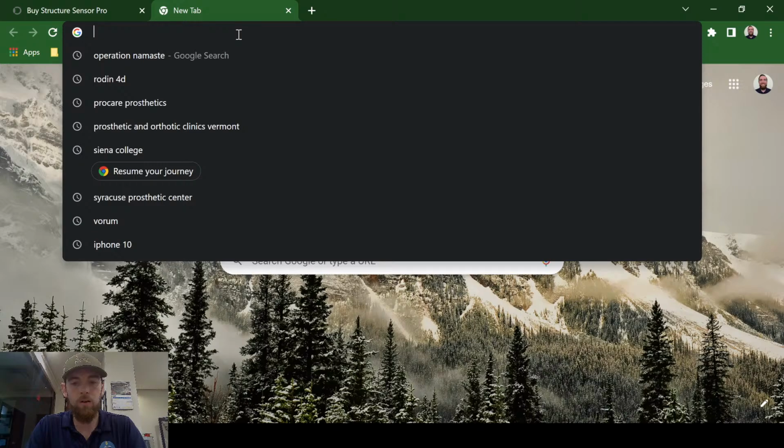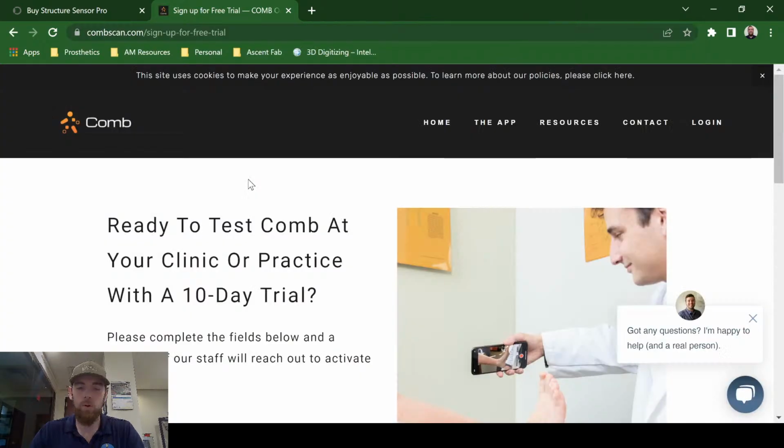So Comb, working with these guys very, very closely. These guys are awesome to work with. Stefan Purington and Alex Goodman over there, as well as John Naft. These guys have developed a 3D scanner software app on an iPhone 10 or newer.